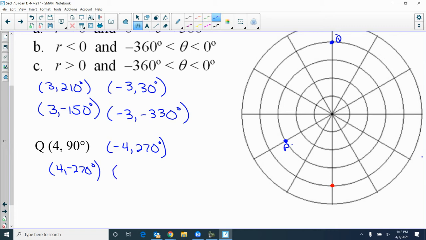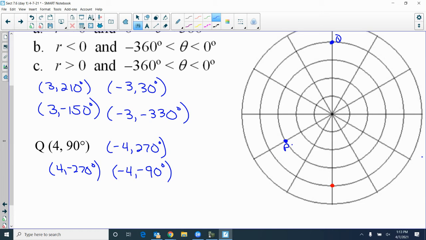Okay, what would be the negative angle to go to 270? 270 is the positive here. What would be that negative angle? Negative 90. So negative 4, negative 90. All right, those are the 4 cases. Any point can be labeled 4 ways.